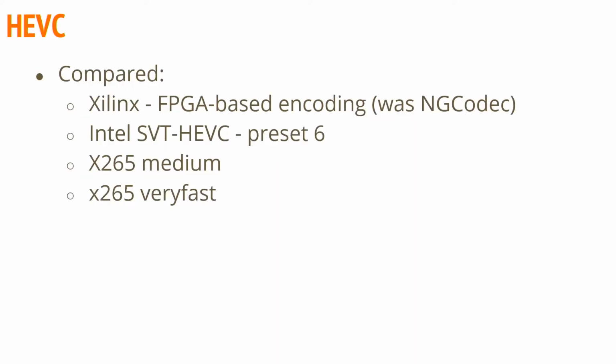Okay, so for HEVC, we tested 4 solutions. These are base software-only solutions you get with any version of FFmpeg. This is Intel SVT HEVC. This is open source software. You may want to check what you need to run SVT, but it's a software-based solution.